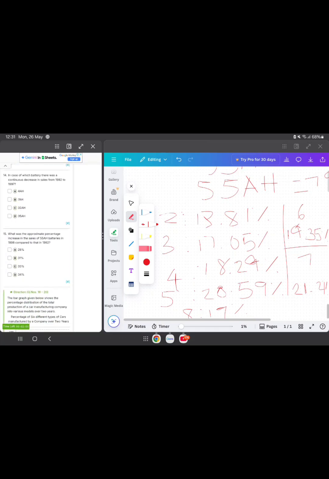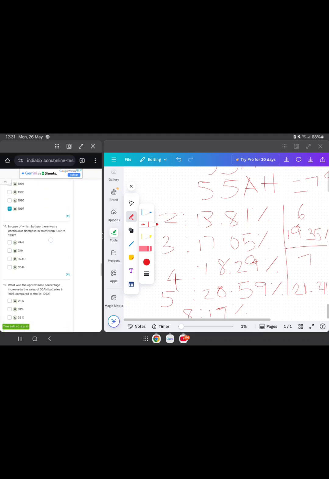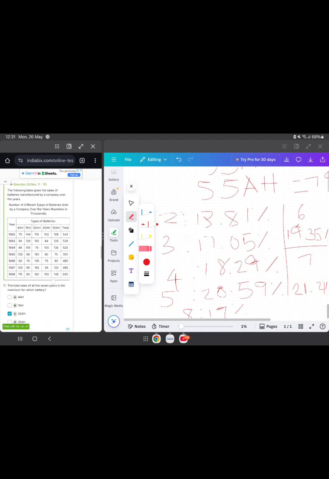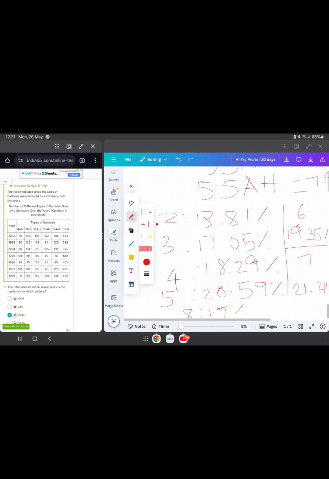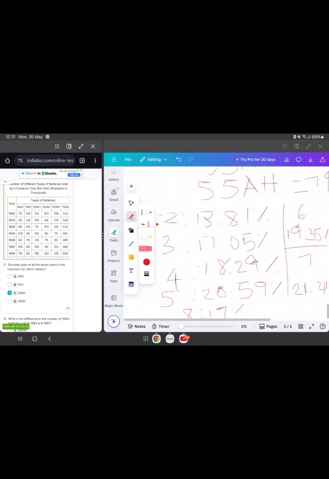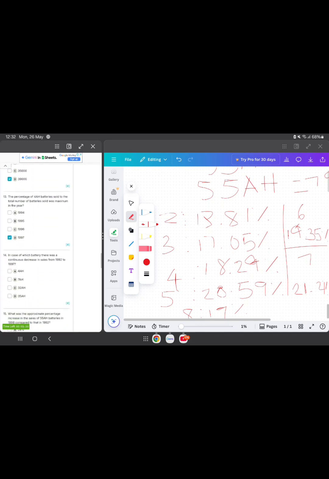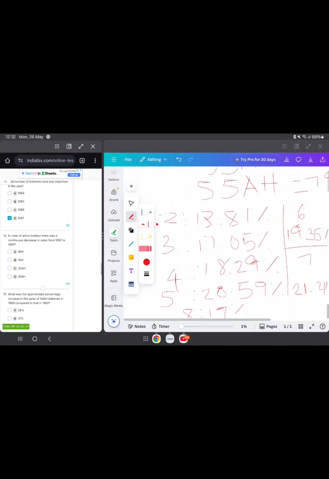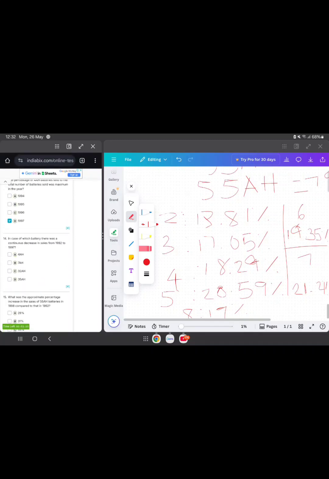And then in case of which battery was there a continuous decrease in sales from 1992 to 1997? So for 4AH, you can see that there is an increase, and then for 7AH, there is a decrease: 144 to 126, and then 114, 90. I'll say the answer is 7AH, meant to say.